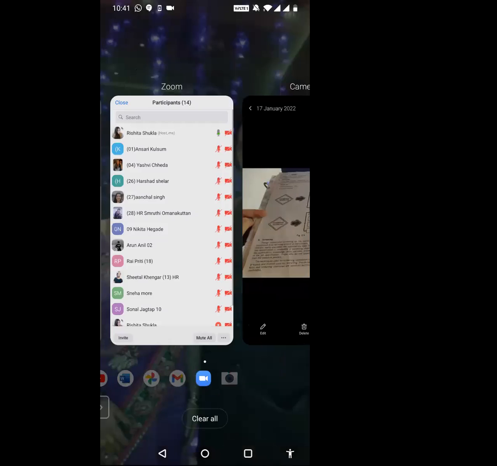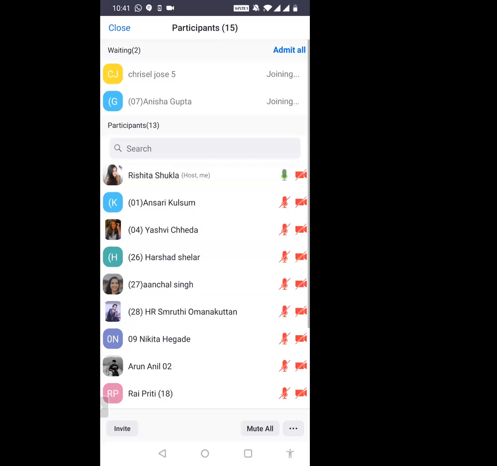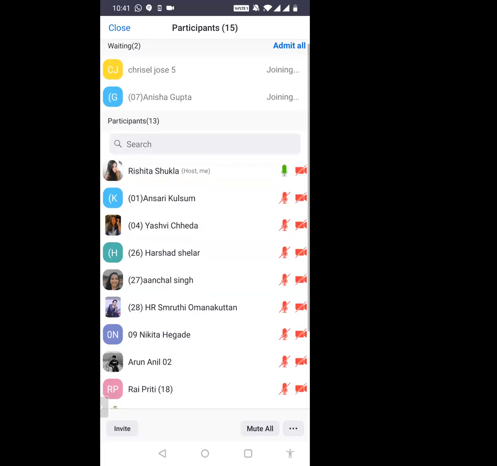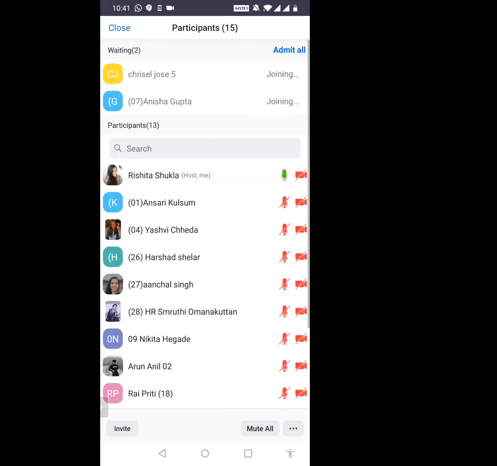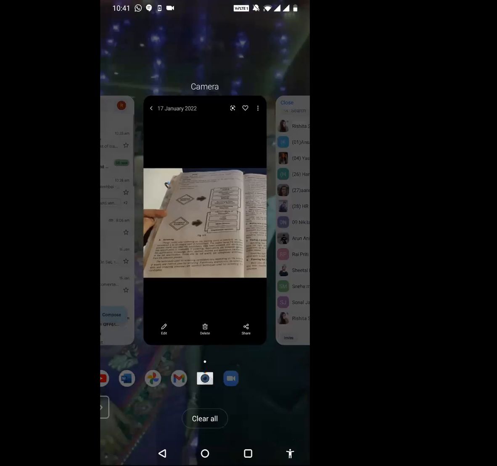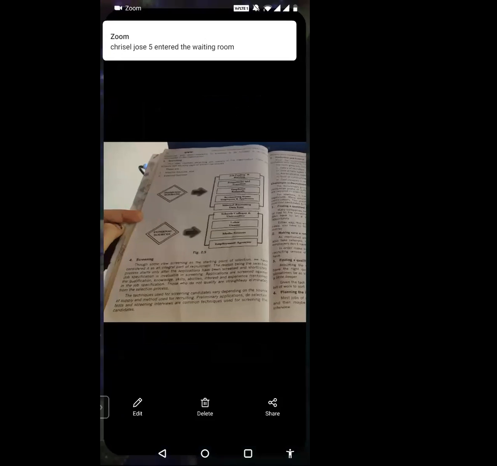Moving on to step number four, which is screening the candidates. Okay, we have a VVIP person entering the session, Crystal Jose. He's trying to log in, but I guess there are some internet issues.